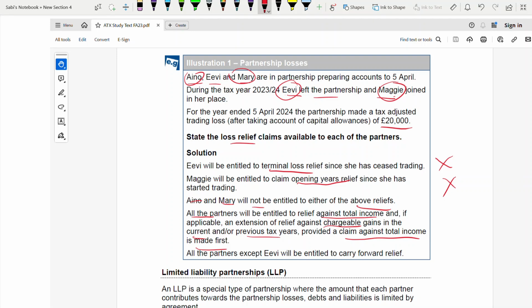Now, all the partners except him are entitled to carry forward relief. Why? Evie is leaving the partnership. That's why.